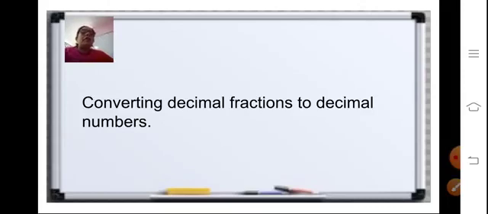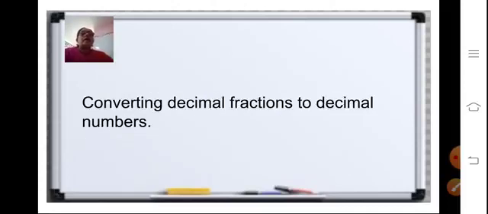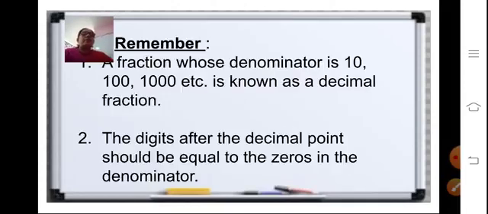Some important points to remember: a fraction whose denominator is 10, 100 or 1000 is known as a decimal fraction. The digits after the decimal point should be equal to the zeros in the denominator when you are converting decimal fractions to decimal numbers.